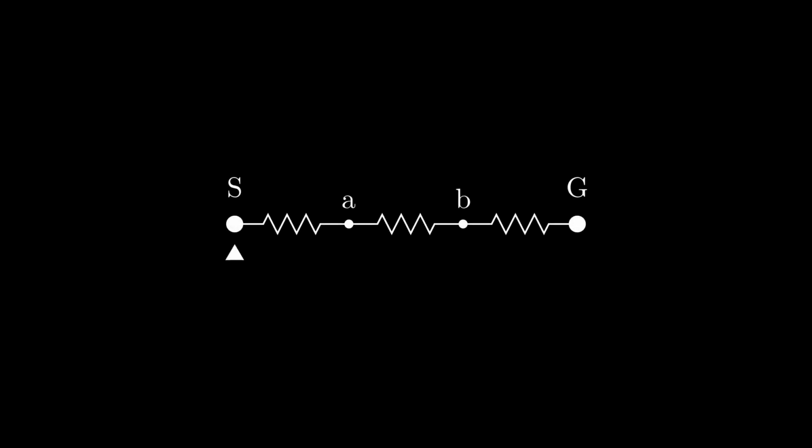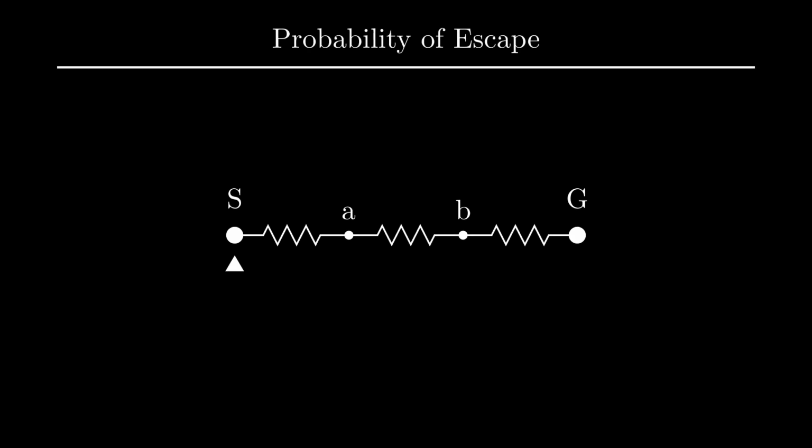Up until now, we've been looking at probabilities of reaching one point before another, given a starting point. However, what we'll actually need for our original problem is called the probability of escape. This probability instead represents our chances of making it to another node some distance away without returning to our starting point. In our previous example, this would be like asking what our odds are of making it to G from S without returning to S after leaving.